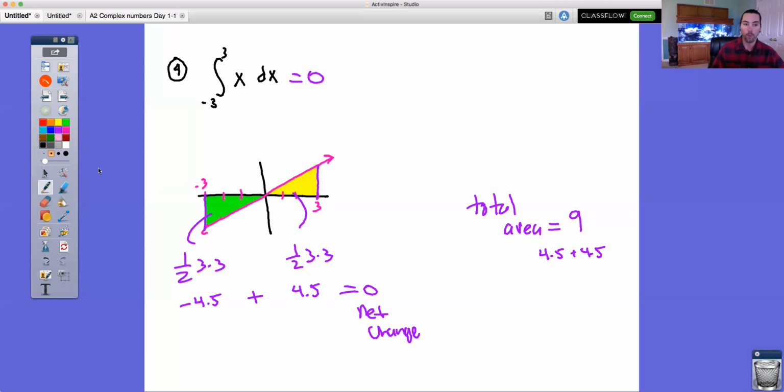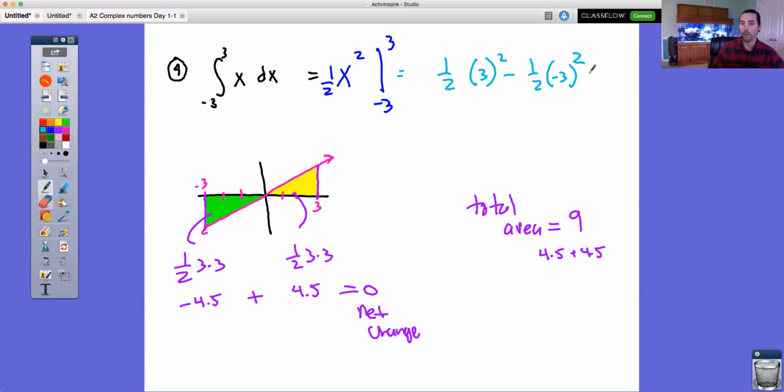This one, if you wanted to do it avoiding all this graphing, because you can find the antiderivative of x, so you would add 1 to the exponent, divide by that, and then you're going to evaluate that from -3 to +3. So you're going to plug in the upper limit, subtract the lower limit being plugged in, and when you work all that out, you will get 0, even though you have a total area of 9.